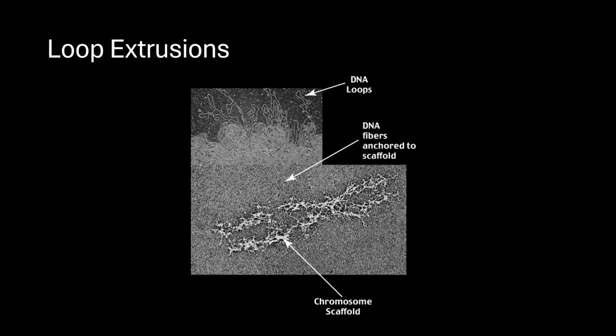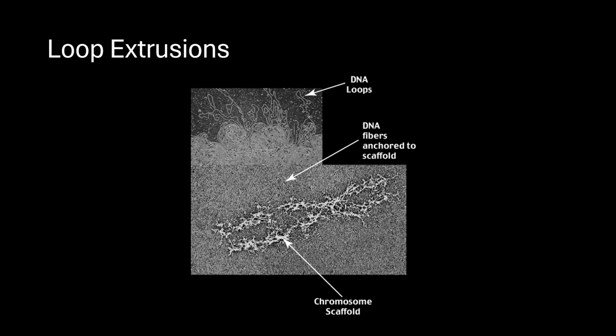You probably notice that this image distinguishes between DNA loops and DNA that is anchored to the scaffold. If you just visually compare them, you can see that the DNA loops are extremely exposed compared to the DNA that is anchored to the chromosome scaffold.